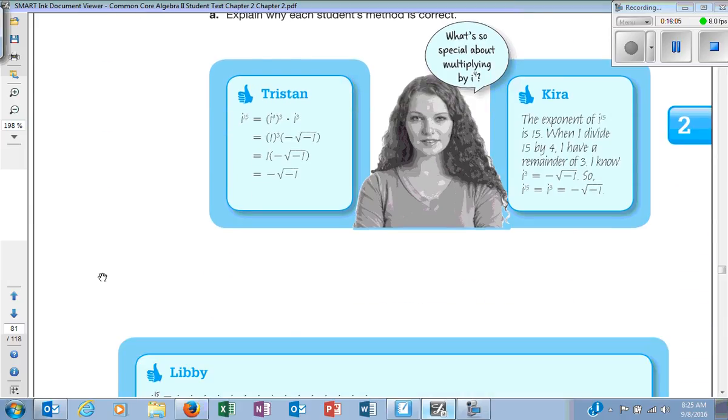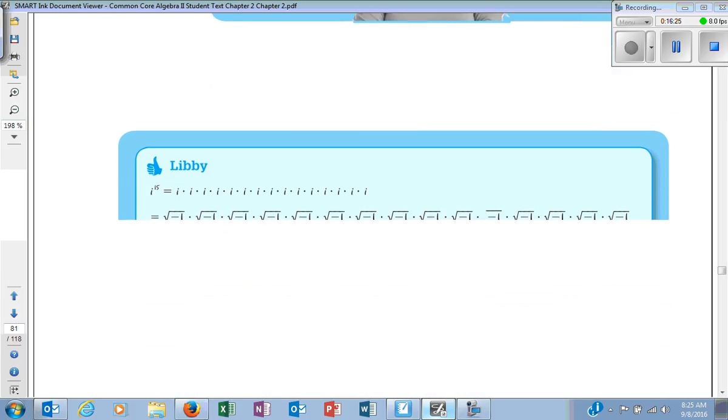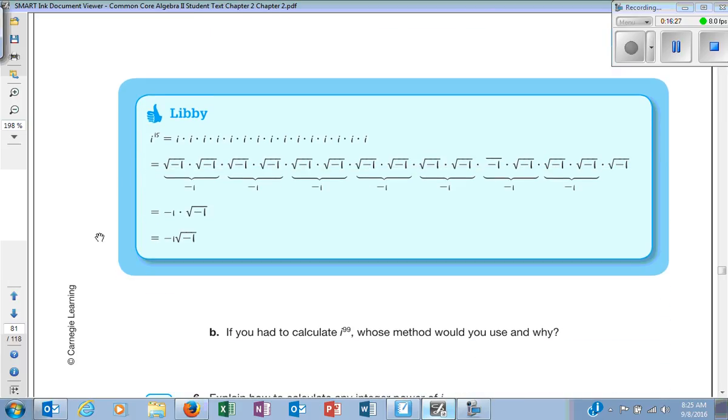Here's some more examples of how they did this. I would not do it the way that... I would probably do this way. I like her way. You can look at Tristan's way. It works out. I would not write it like that. I think that's more complex than what I just explained to you. This person did it like this. Would that work out also?